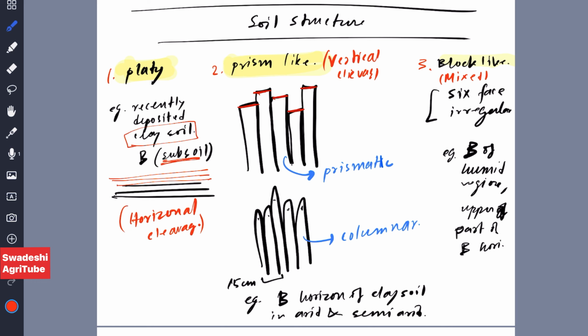Okay, so here I have written another thing, the horizontal cleavage, that will be covered in a later part of the video. Okay, so now the second important soil structure is the prism-like structure.